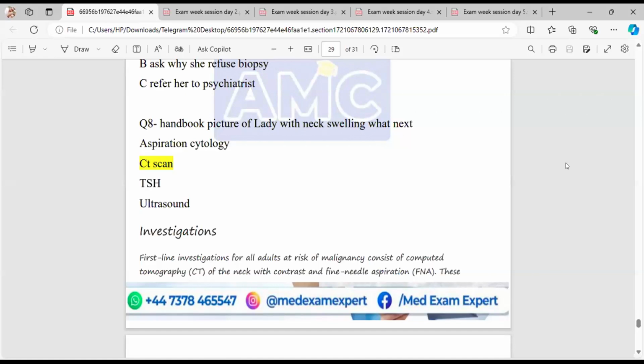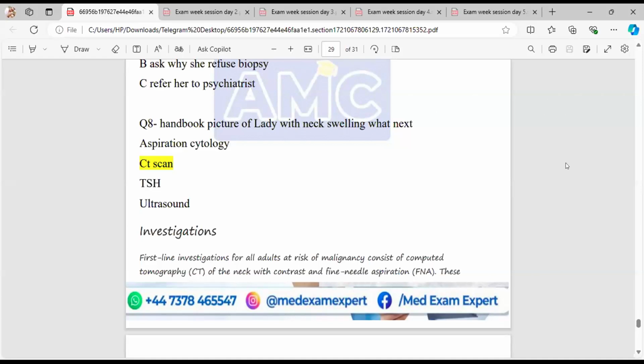We will not do the ultrasound. It is clearly mentioned in RACGP, and I will show you the explanation. For any neck mass or swelling, our initial investigation will be CT scan, not ultrasound, to rule out cancer first. So therefore, I marked CT scan. I didn't mark ultrasound, because the first reason is that the question says neck swelling, and the second reason is that we don't know the picture.